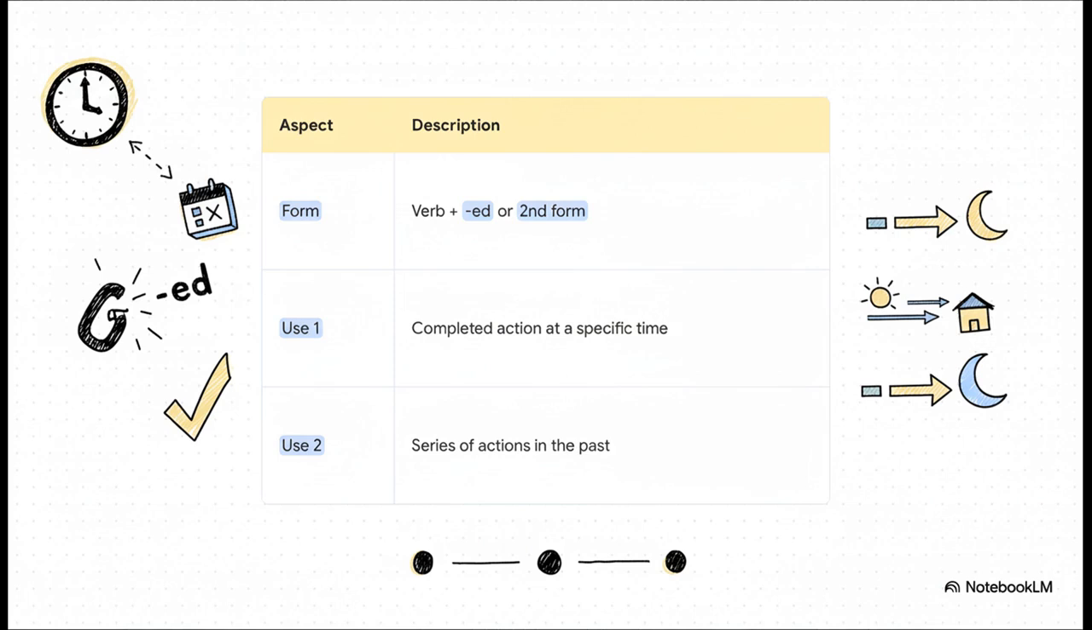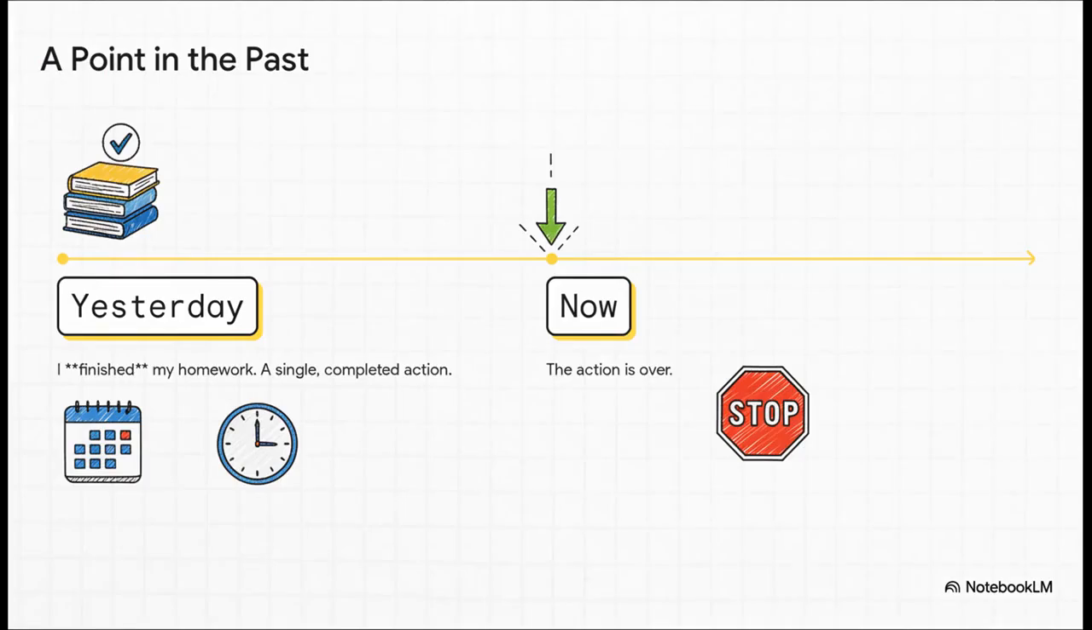And we use it for two main things. First, for a single action that is totally done, and second, to list off a series of actions, one right after the other, kind of like dominoes falling. If you picture it on a timeline, the past simple is just a single, solid dot. That's it. The action is done, finished, kaput.